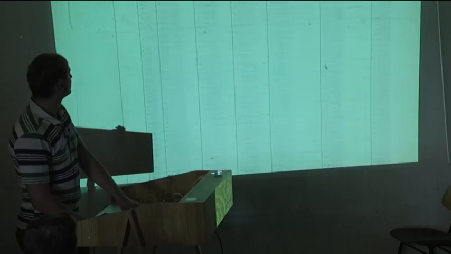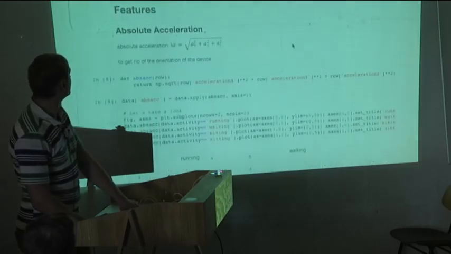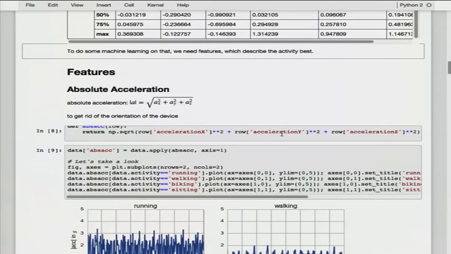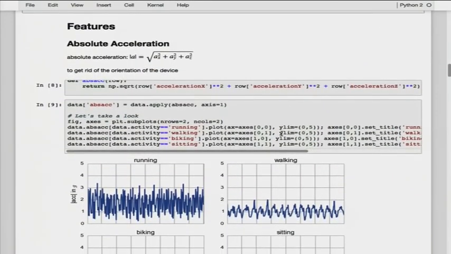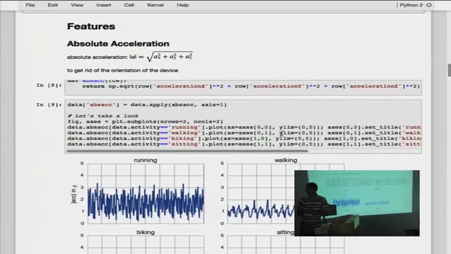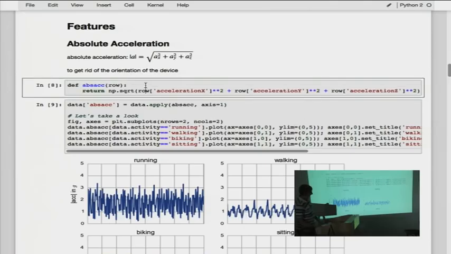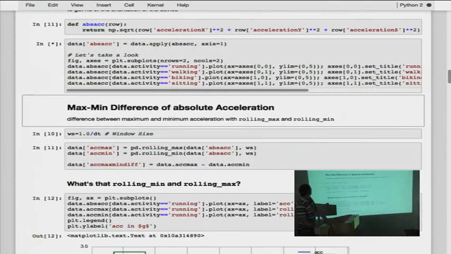We have some description for everything. Not very discriminative, but the first feature I want to introduce is the absolute acceleration. That means you don't need to get the orientation of the device. It doesn't matter in which orientation the device is, in your pocket or in your bag or on the bike. You have this simple calculation: take all 3 accelerations and calculate the absolute acceleration. That's what I'm doing here.